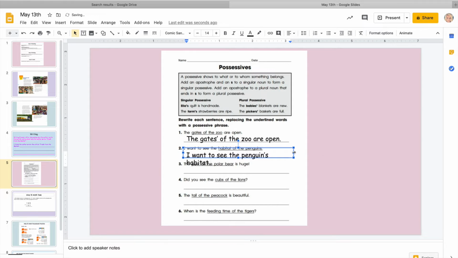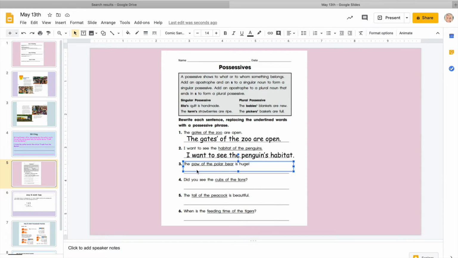Okay, we'll make this a little bit longer so it all fits. There we go. And we are going to move on to number 3. The paw of the polar bear is huge. Here you see bear does not have an S. That tells us it is a singular possessive.